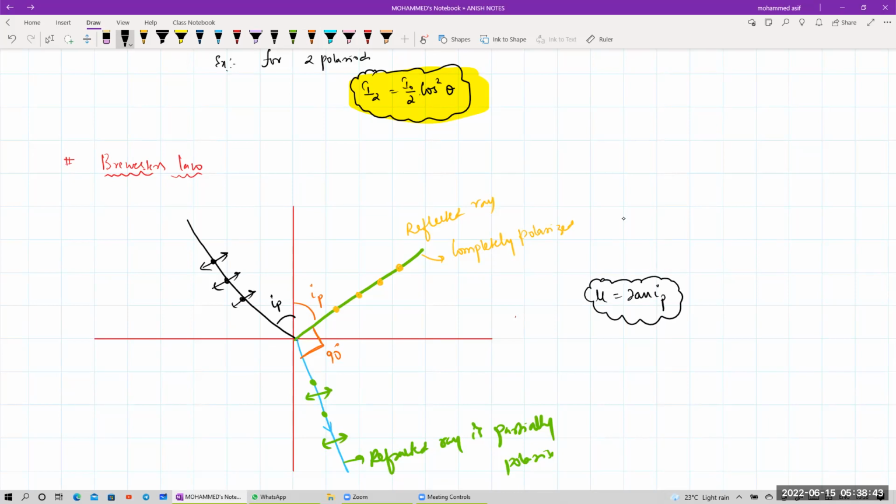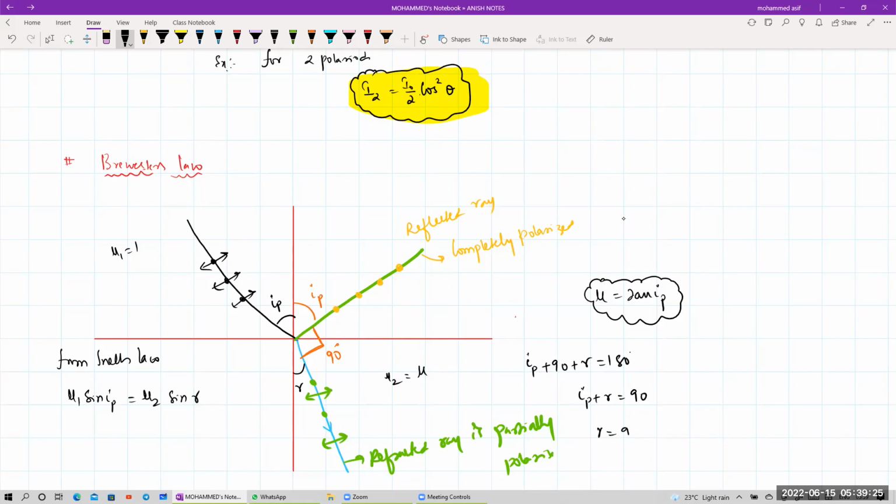I got it just from Snell's law. From Snell's law, mu1 into sine of IP will be equal to mu2 into sine of R. Here mu1 is for air, which is 1, and mu2 is mu. This total angle must be equal to 180 degrees, where R is the angle of refraction. So IP plus 90 plus R must be equal to 180 degrees. From this, IP plus R is equal to 90.